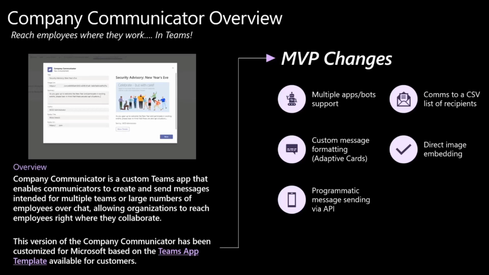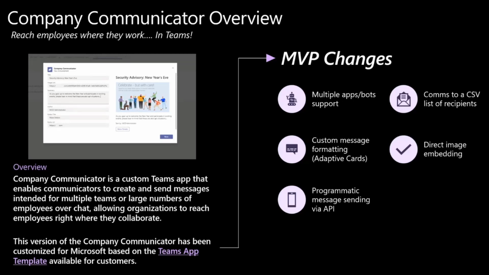So what does this solution do? The main goal of the Company Communicator is to enable communicators to create and send messages intended for multiple teams or large audiences inside of the organizations, and to send those messages in Teams through chat or channels, and to reach employees right where they collaborate, meaning in Teams.